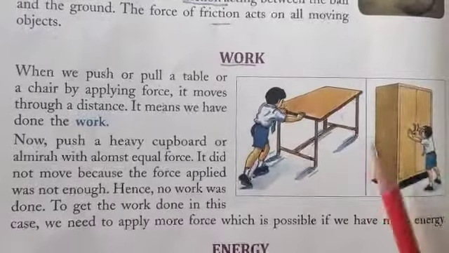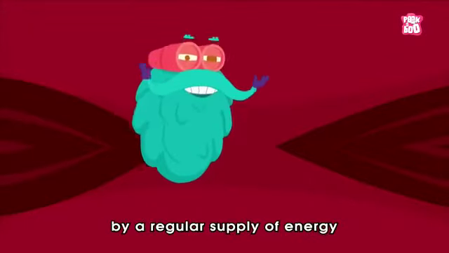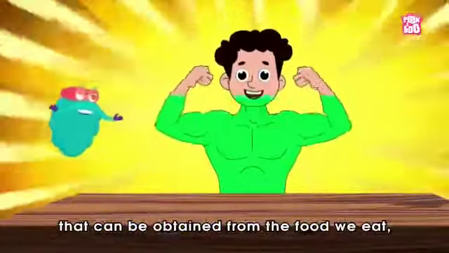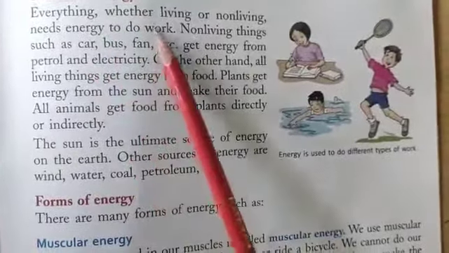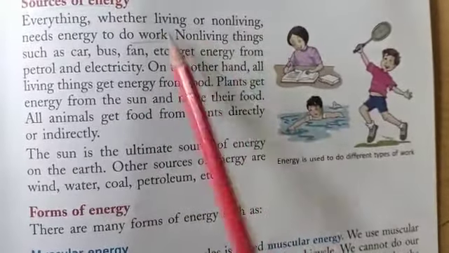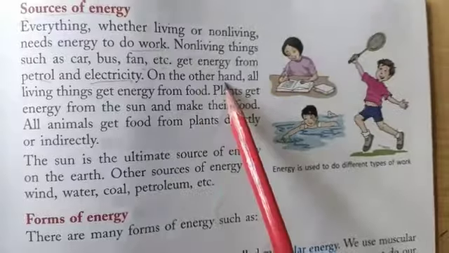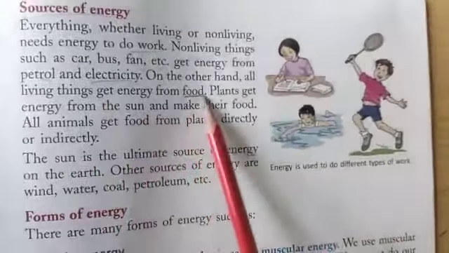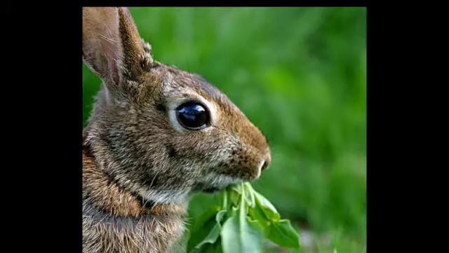Children, for doing all the work, we need energy. What is energy? Energy is the ability to do work. We need energy to do different types of work. And we can get energy from different sources. Let's read about sources of energy. Everything, whether living or non-living, needs energy to do work. सभी को काम करने के लिए एनर्जी चाहिए. Non-living things such as car, bus, fan, etc. get energy from petrol and electricity. On the other hand, all living things get energy from food, and plants get energy from the sun and make their food. All animals get food from the plants directly or indirectly.